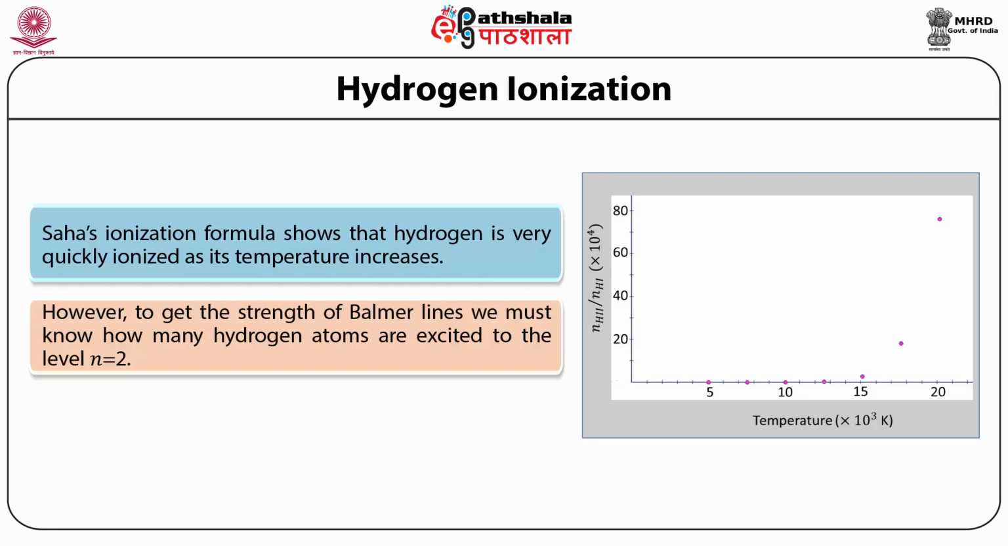However, the degree of ionization by itself is not very important. To get the strength of hydrogen lines in the visible region of the spectrum, we must get the ratio of the excited hydrogen atoms to the total number of hydrogen atoms, because if the atom is not in an appropriate excited state, it will not be able to absorb radiation corresponding to the Balmer and other series.